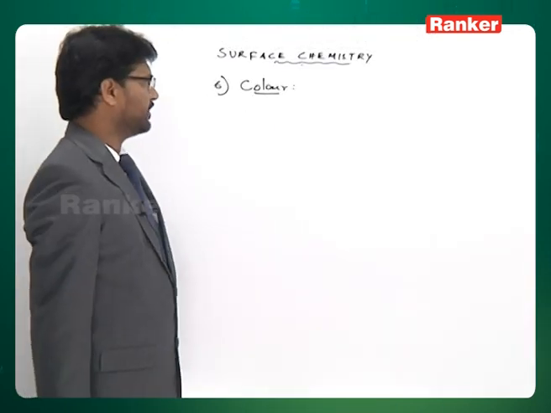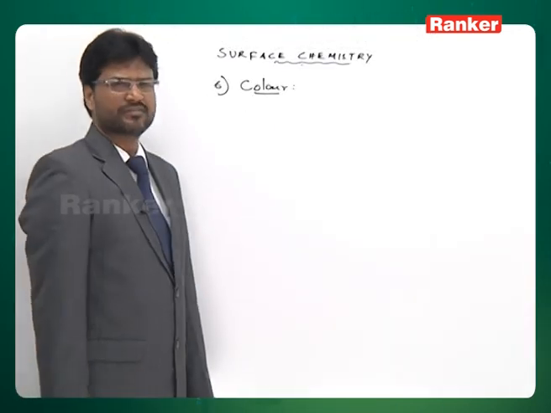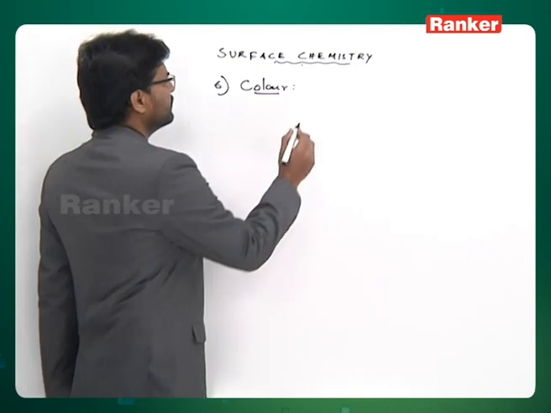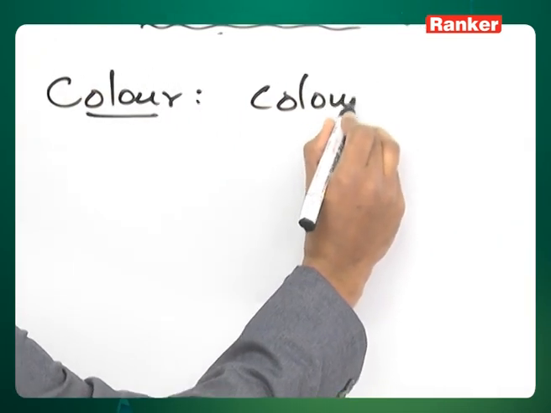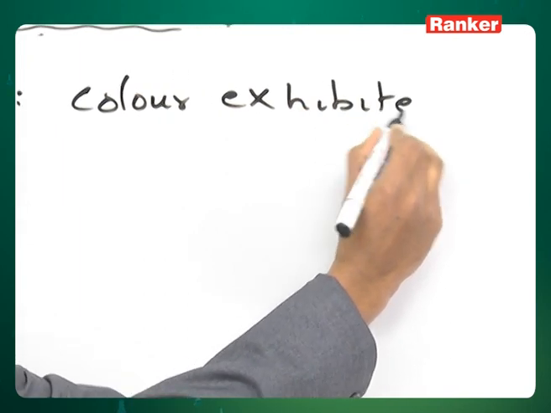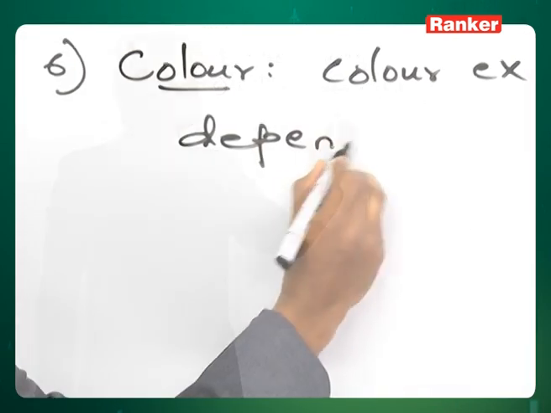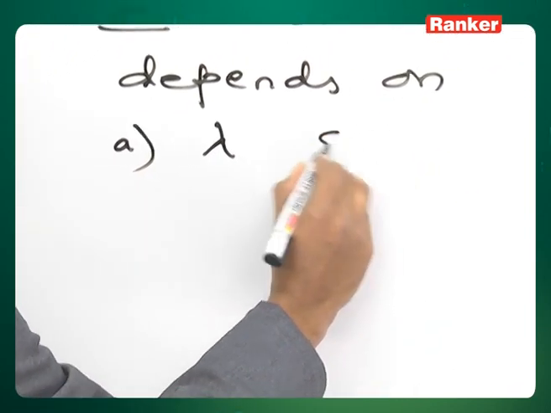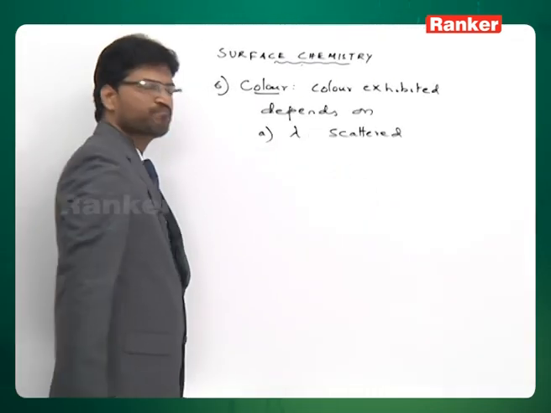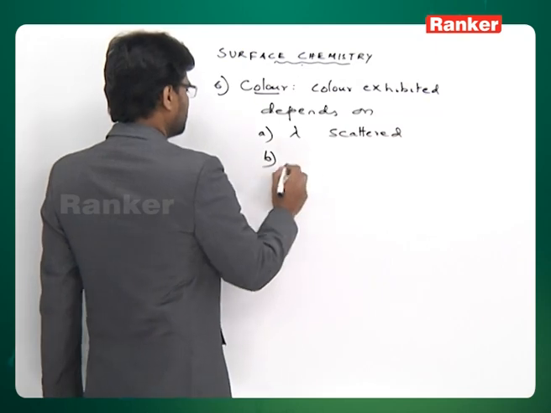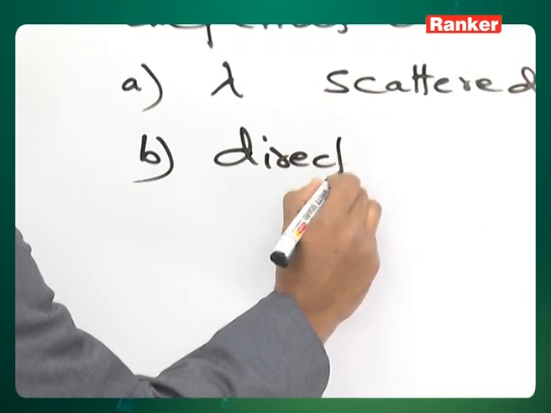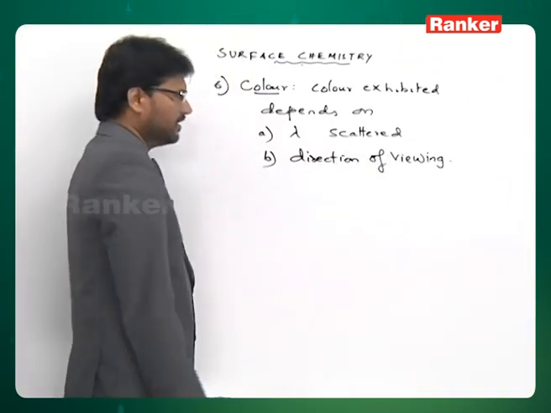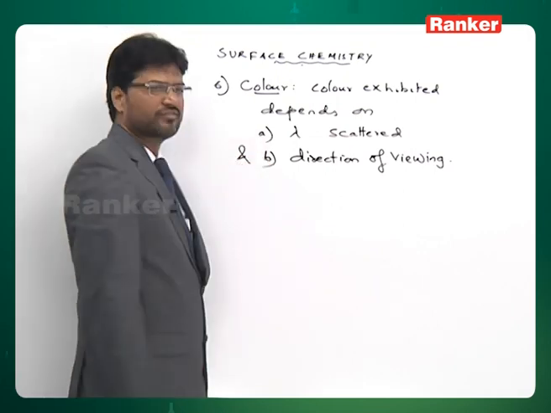The next important property of colloidal solutions is color. They exhibit color. This is again a consequence of scattering of light. So the color exhibited depends on two things. A, it depends on the wavelength of light which is scattered by the colloidal solution, and the next is the direction of viewing. These are the two things which decide the color of a colloidal solution.